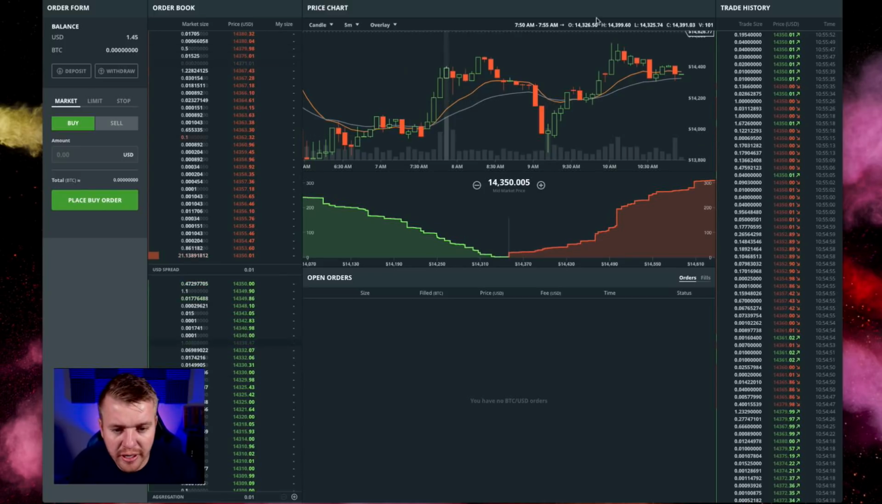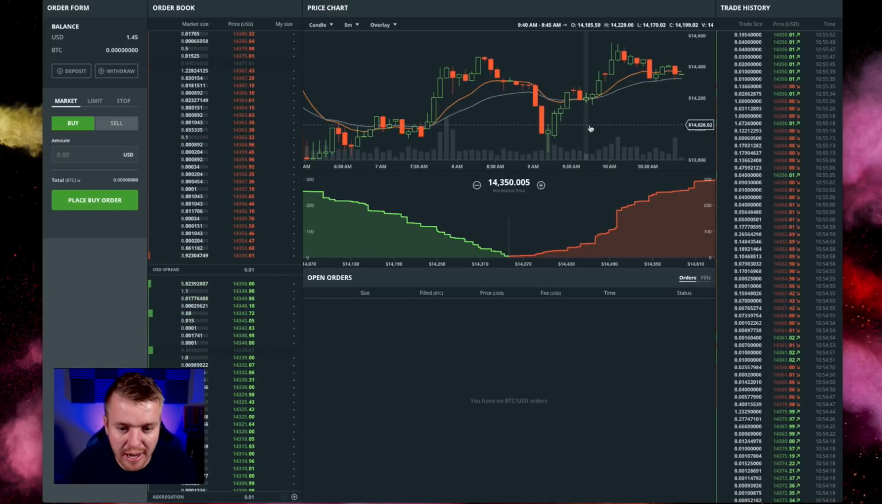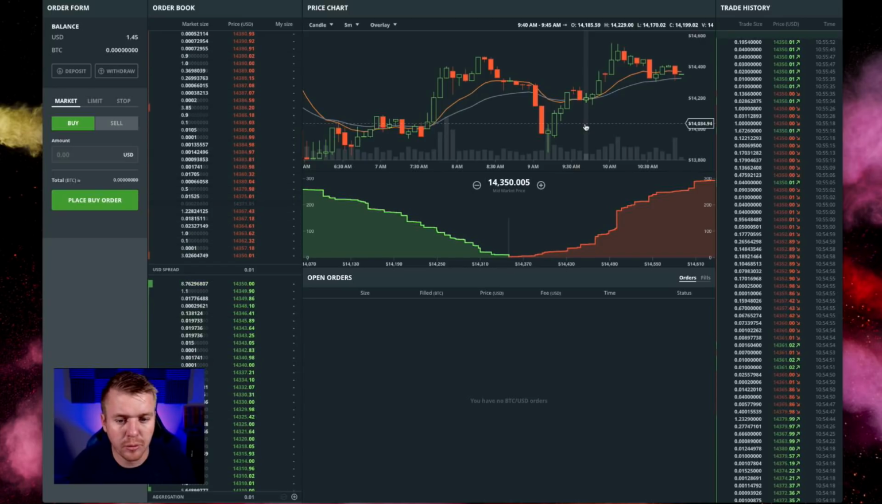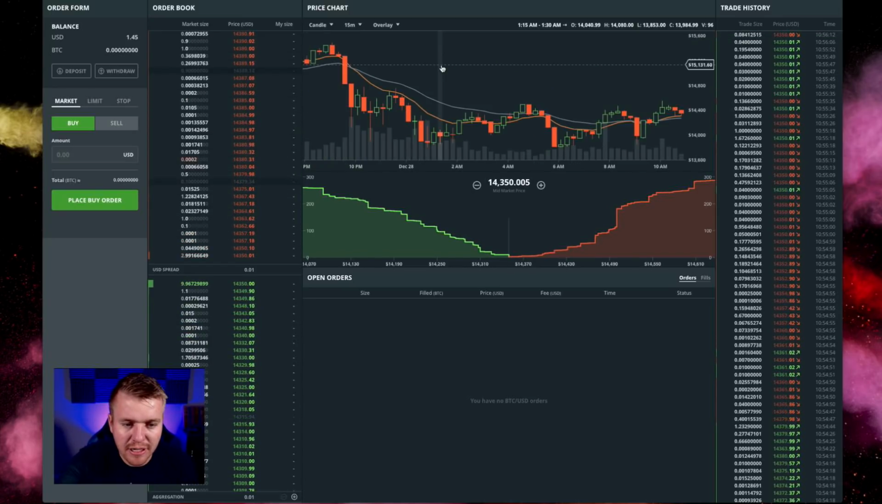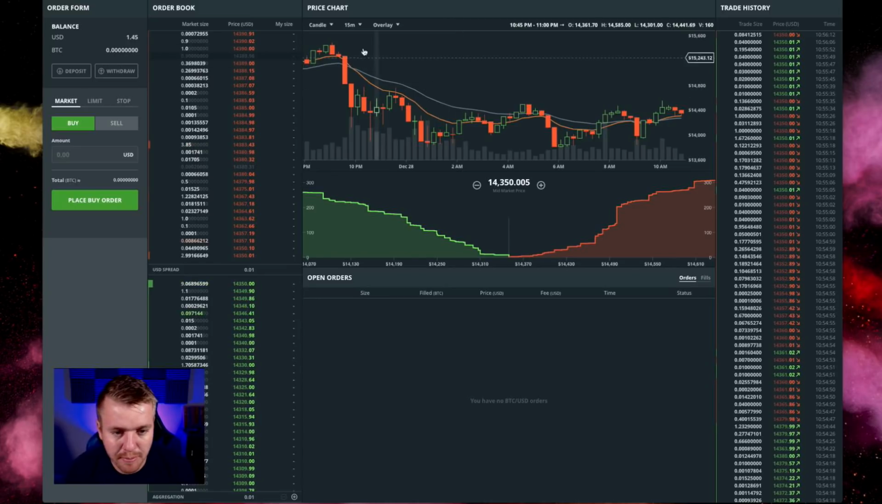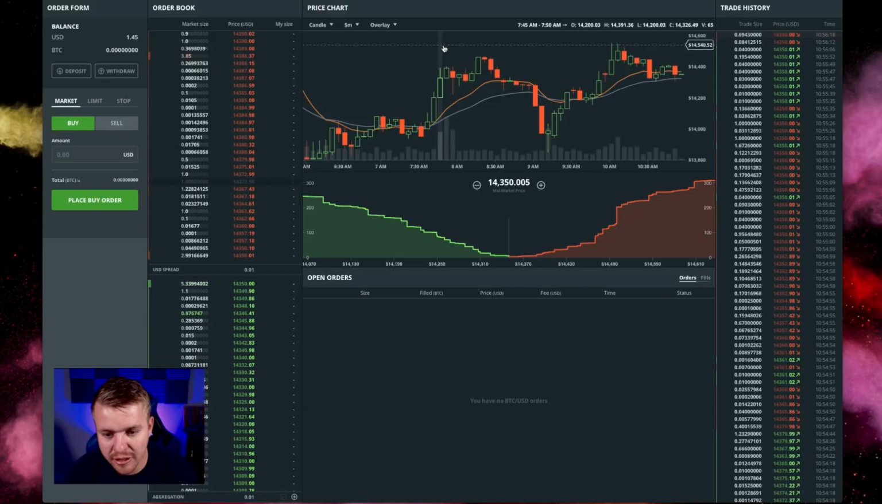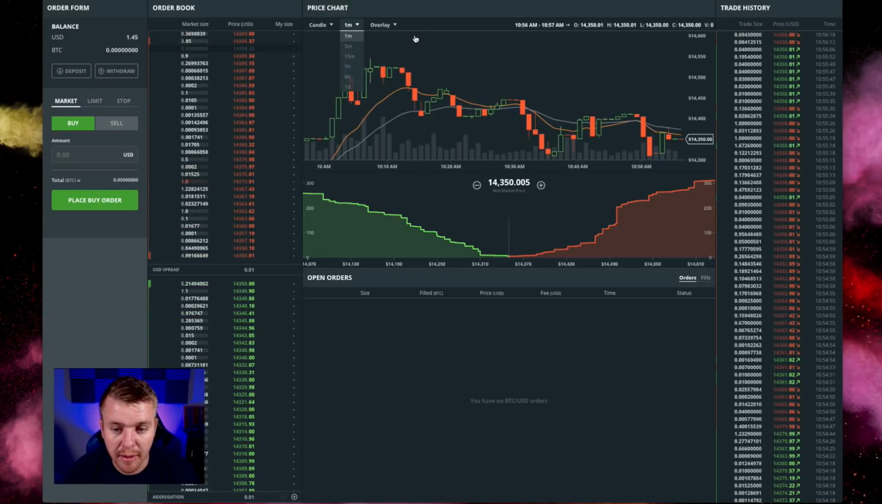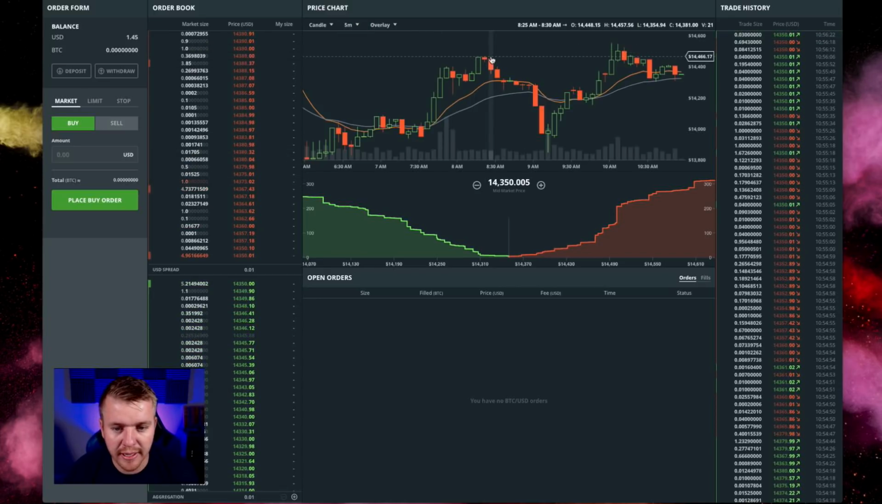So the chart here on GDAX is definitely not the best chart. I've talked about this before. Use tradingview.com if you want to really dive into the charts. The chart on the website works. It's definitely not the best, but it'll work for what you need it to. A lot of times I'll trade on the 5-minute chart, or if I'm really getting crazy, I might trade on the 1-minute chart, but overall I'm usually looking at the 5-minute chart.